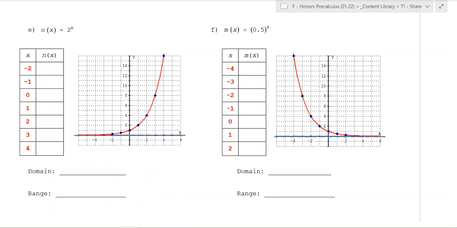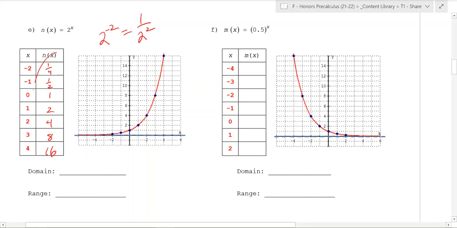So next we have 2 to the x and then 0.5 to the x. And if you fill these in, you end up with two graphs that are pretty similar, but one grows and then one decays. Quick reminder that something like 2 to the negative 2 means 1 over 2 squared. So when you fill this in, you end up with something that starts pretty small and gets larger. So if you plot this out, you end up with this nice curve. Now you'll notice that you do have an asymptote here. Here's the asymptote, also known as the x-axis.